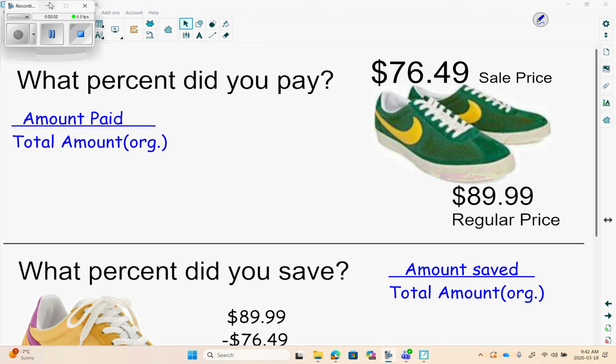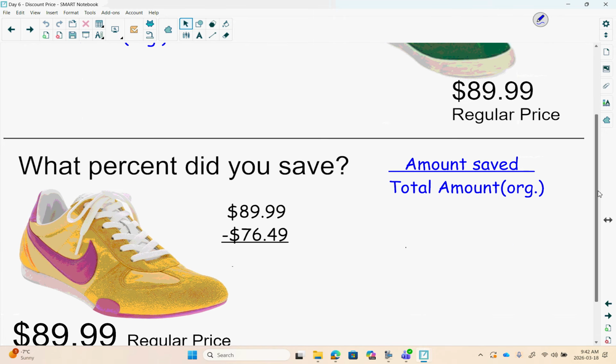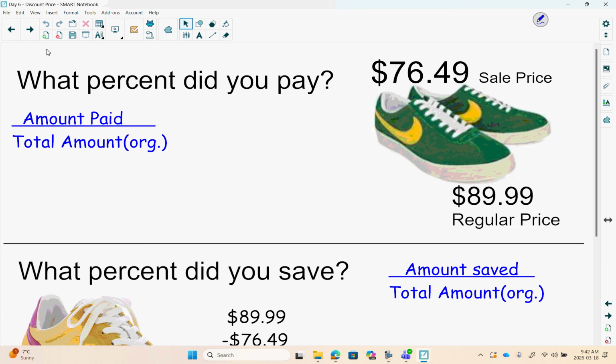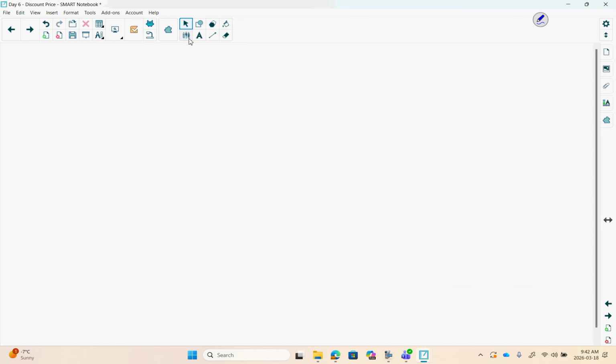So we'll continue our lesson with discounts and savings. And the first question we're going to look at here talks about percentage paid and percentage saved. When it comes to the percentage paid, like what percent you pay, this is the formula and you can write it down. We can say percent paid.